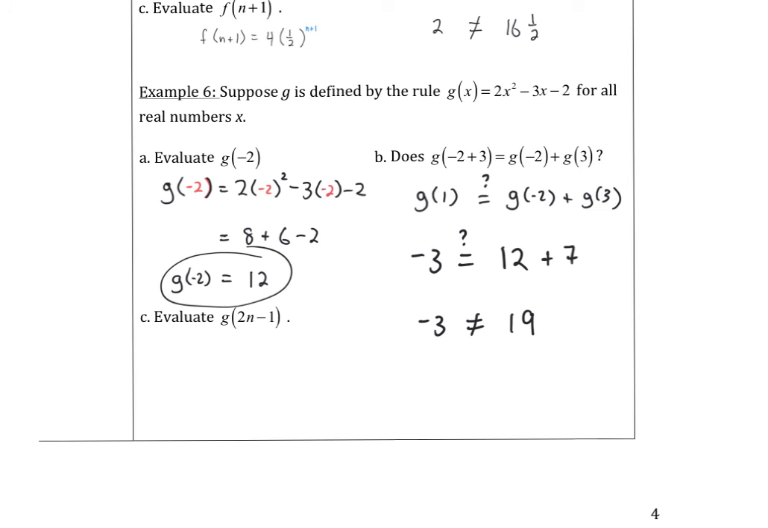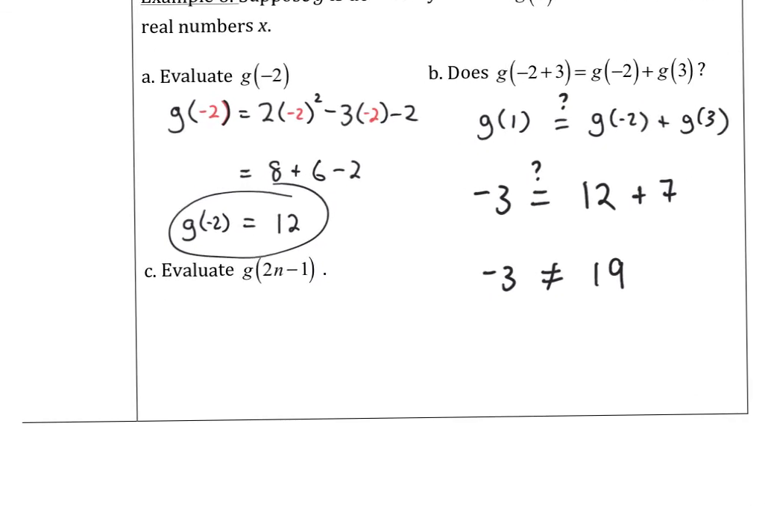All right, so as you can see here, g of negative 2 is just positive 12. And next time I see you in class, we'll show you how to do this really quickly on your calculator. And then as we see, g of 1 is negative 3, g of negative 2 is 12, and g of 3 is 7. So in the end, that is not true. So let's see how to evaluate this larger function.